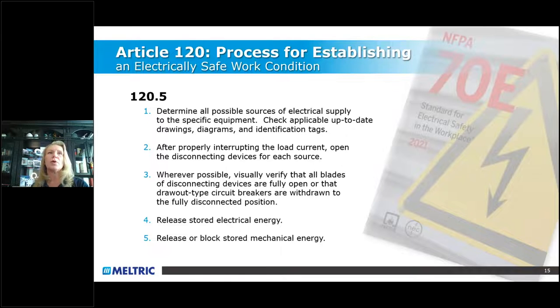When we move on to 120.5, it actually has the full zero energy verification process for establishing an electrically safe work condition. So the first thing it tells you is that you have to determine all possible sources of electrical supply to the specific equipment, check the up-to-date drawings, diagrams, and identification tags. Then after you do that, you need to properly interrupt the load current. And it specifically says you have to open the disconnecting device for each source so that you can move on to number three, where it says you need to visually verify that all blades of the disconnecting device are fully open, or that draw-out circuit breakers are withdrawn to the fully disconnected position.